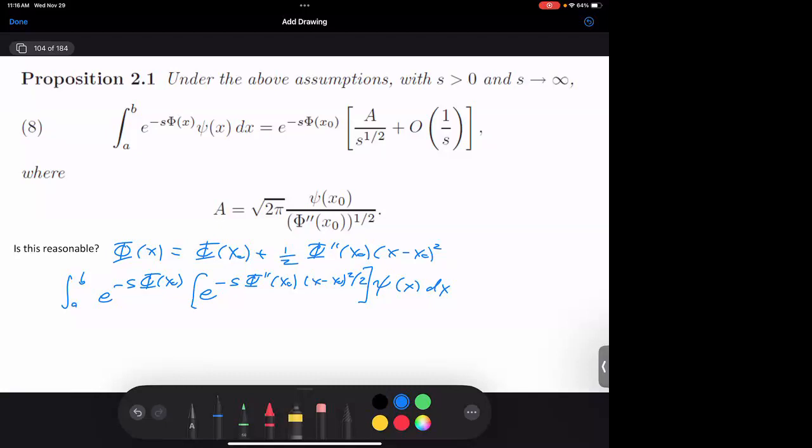Yes? Okay, we could already start to see some things working. I can pull out the e to the negative s phi of x naught. What does the x minus x naught squared? Let's just change variables. Let t be x minus x naught. And then I'm going to let sigma be 1 over s phi double prime of x naught. And actually, I'm going to have that be sigma squared.